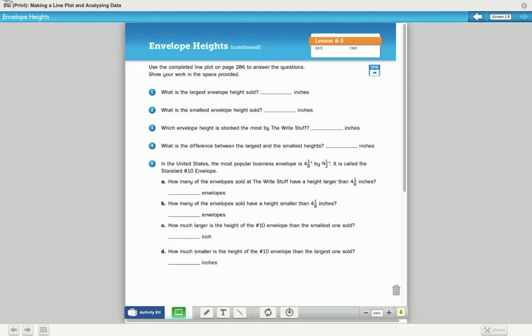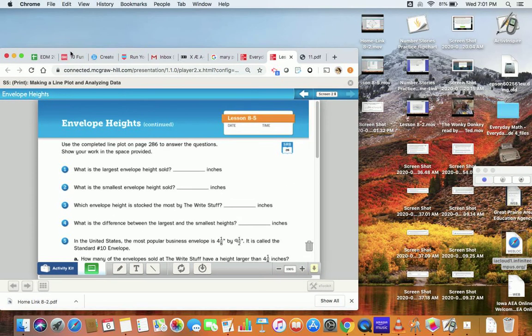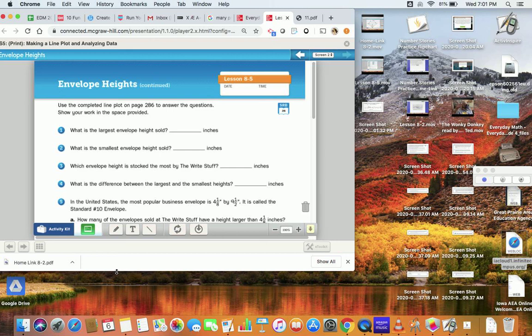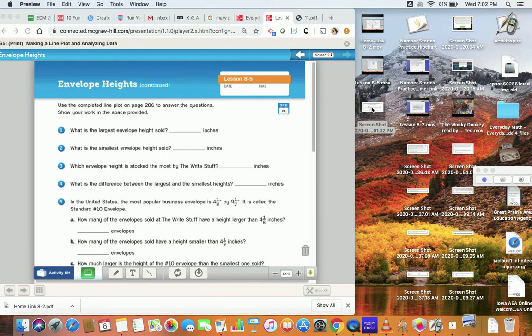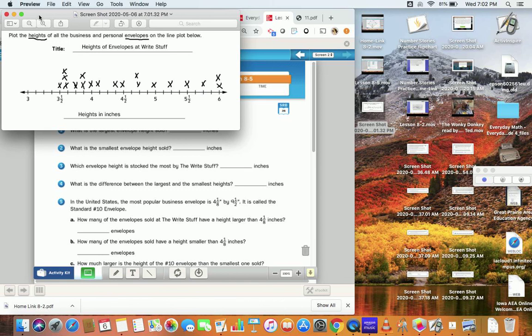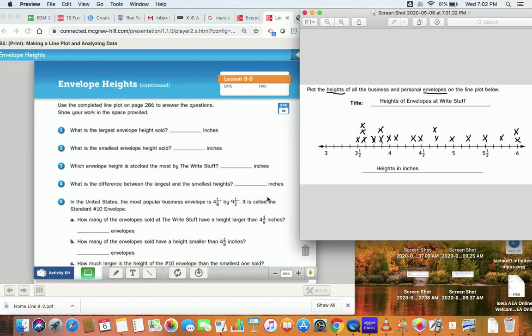So I'm going to do a split screen here so I can show you the line plot at the same time that we're looking at the questions. So here is my line plot that I did previously, and then my questions are over here.